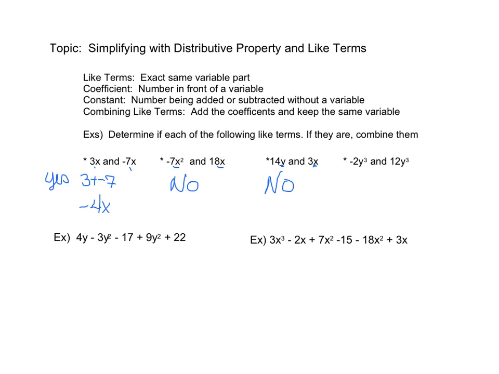On the last one, negative 2y cubed and 12y cubed, my variable part is y cubed and y cubed, so those are the same. I can combine them by adding the coefficients, negative 2 and 12, which gives me 10, and keeping the exact same variable part. Oftentimes they will not be given to you in a list like this, but in an expression, where you have to determine where your like terms are and then combine them.